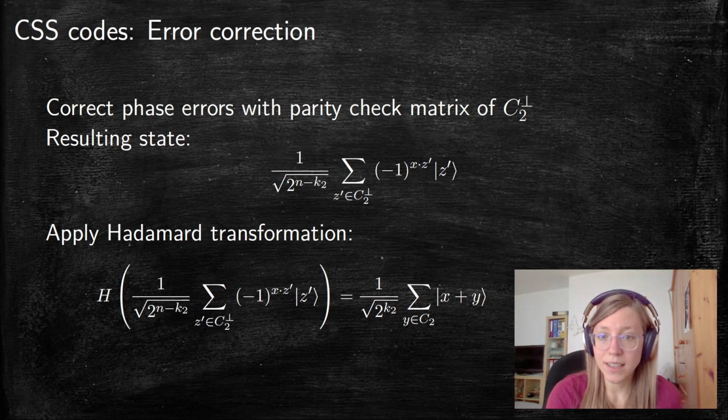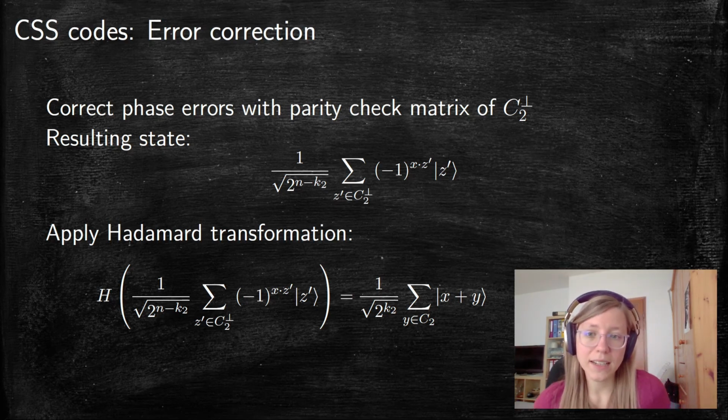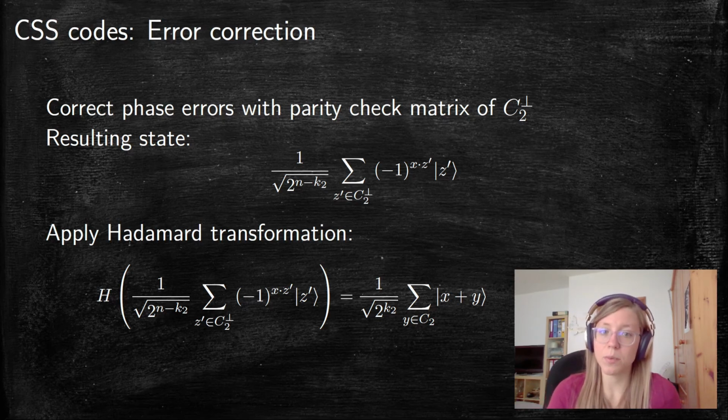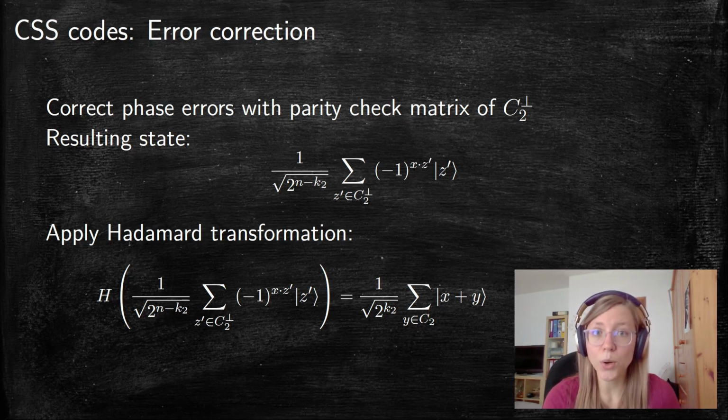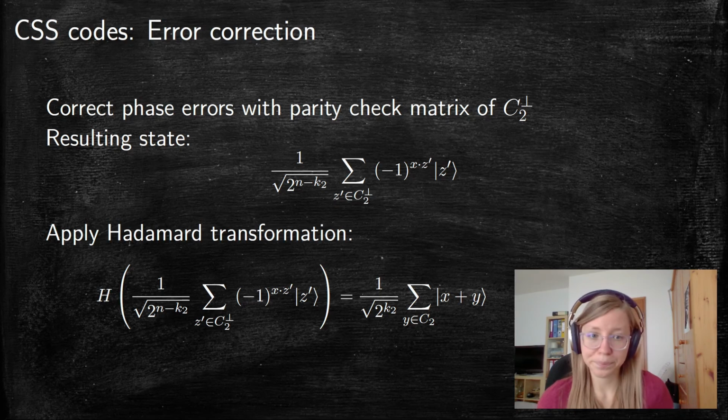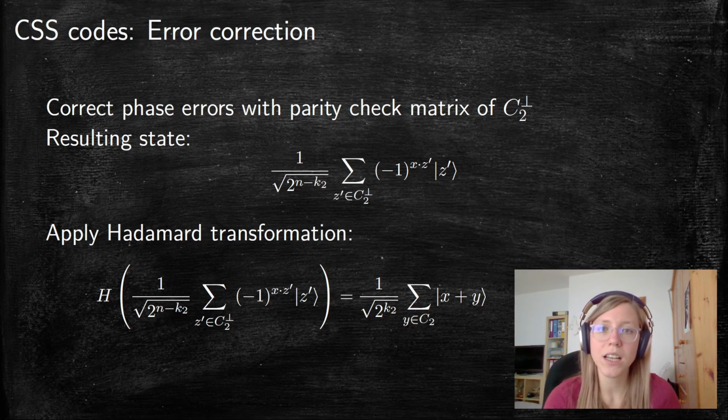And as you can see, the resulting state after applying the Hadamard transformation is 1 over the square root of 2 to the power of k2, and the sum over the states x plus y, where y is from the code C2. This is exactly the state, the code word we started with. So by using the properties of the linear classical error correction code C1 and C2 dual, actually, we have corrected the quantum errors in our quantum state.